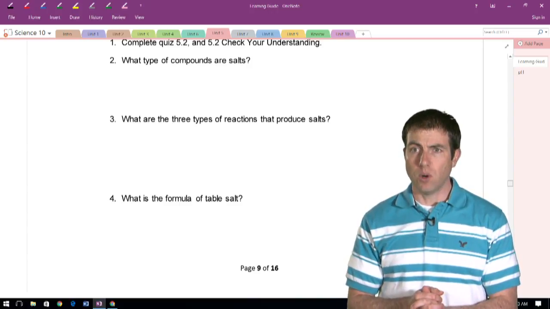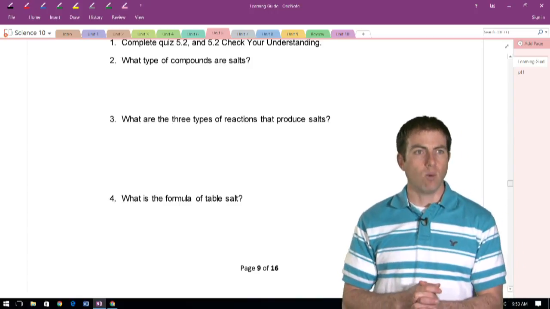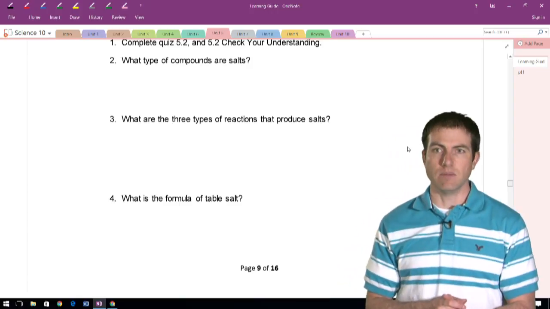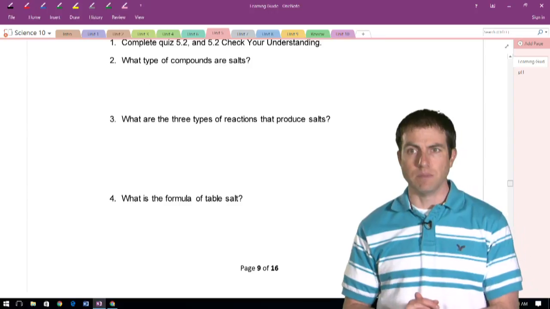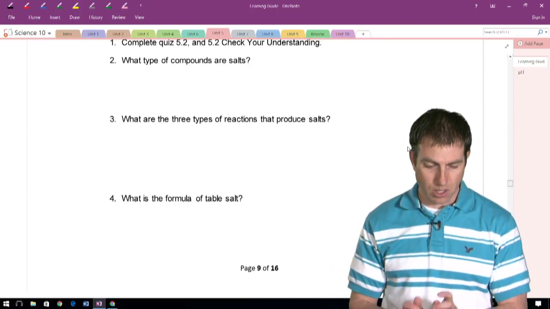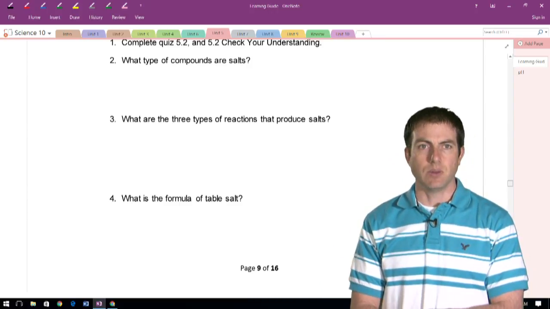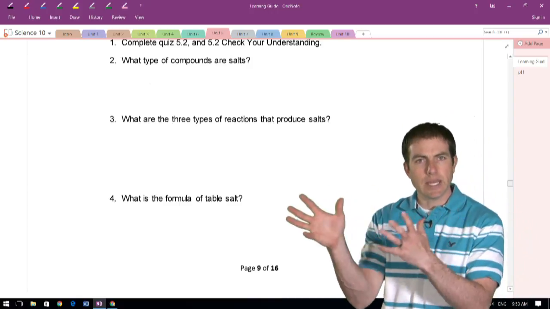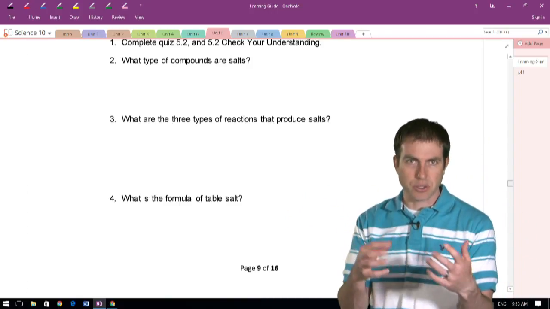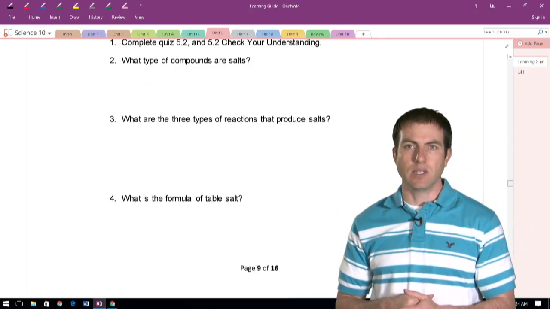And then number 4, what's the formula for table salt? Just NaCl. The stuff that you have sitting on your table at home, sodium chloride, NaCl. That's the common salt that we all consume. There's other salts that we eat too, but generally speaking, table salt is made of sodium chloride. You can get Himalayan salt and all these other things that have trace other elements in them.